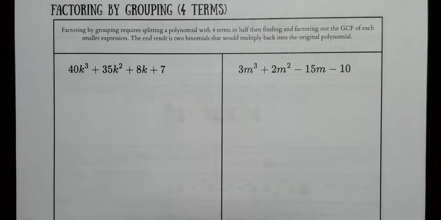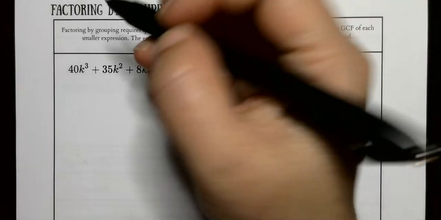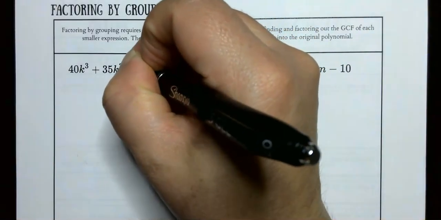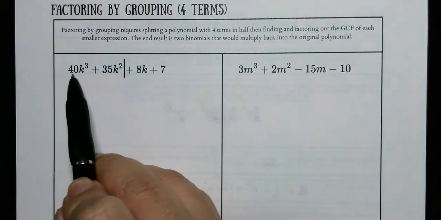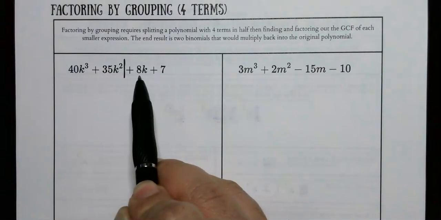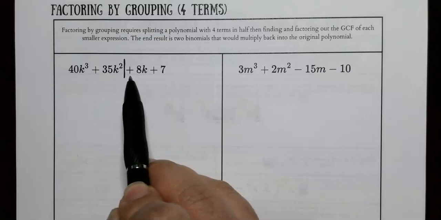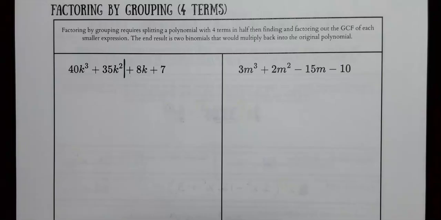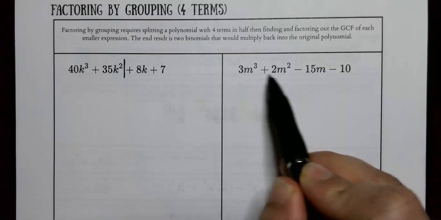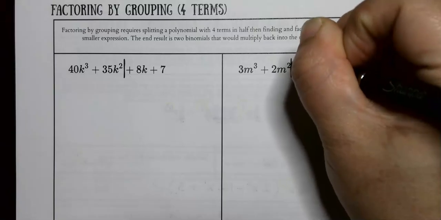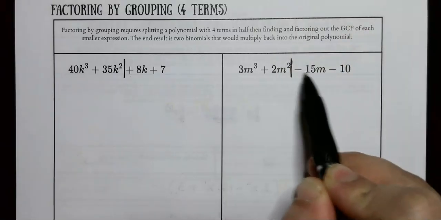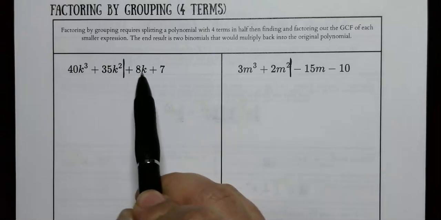So why is it important that we have 4 terms? Well, that's easy because your first step is to split it into 2 parts, the first half and the second half. Since you have 4 terms, I'm just going to draw a line right here. Notice that where I drew my line, here are my first 2 terms, here are my last 2 terms. Make sure the sign belongs to the second half. So if I look at this one over here, I'm going to put a line right here to separate the first half. That negative belongs to the 15, just like that plus belongs to the 8.